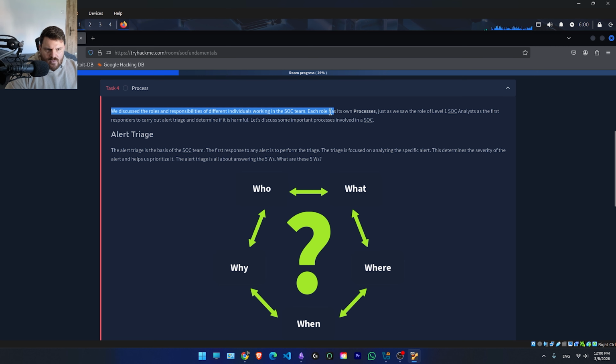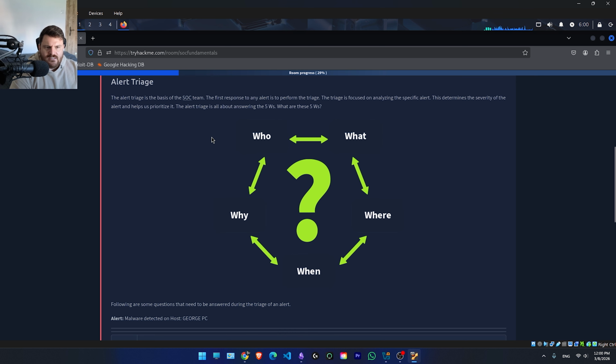We discover the roles and responsibilities of different individuals working in the SOC team. Each role has its own processes. Just as we saw, the level 1 SOC analyst is the first responder, carrying out alert triage and determining if it is harmful. Let's discuss some important processes involved in a SOC.